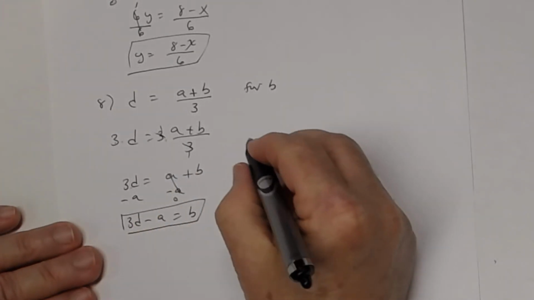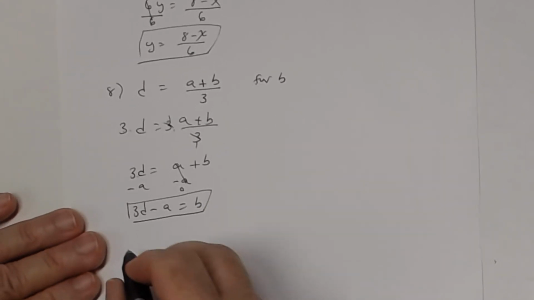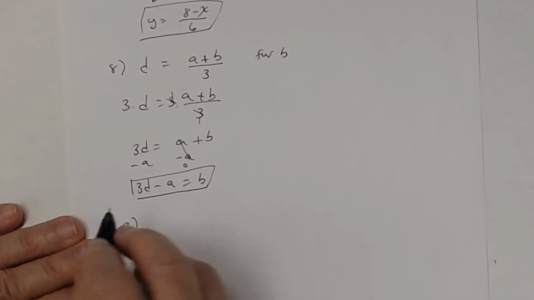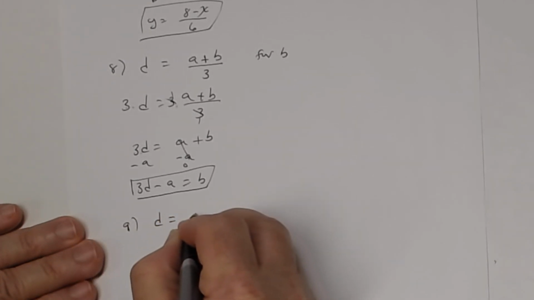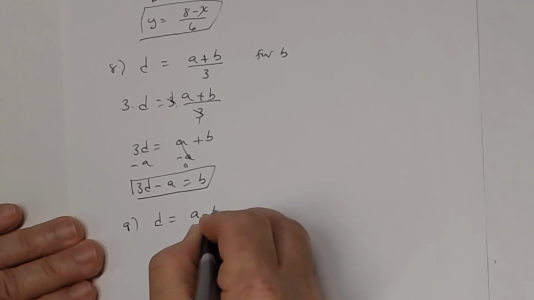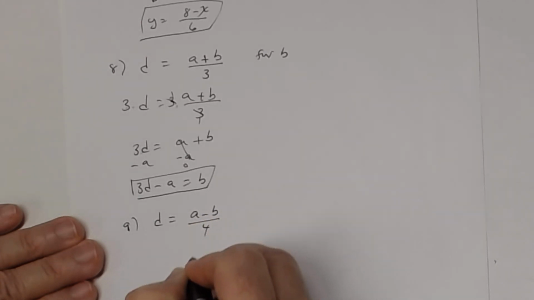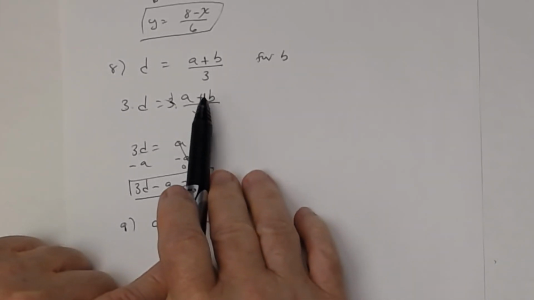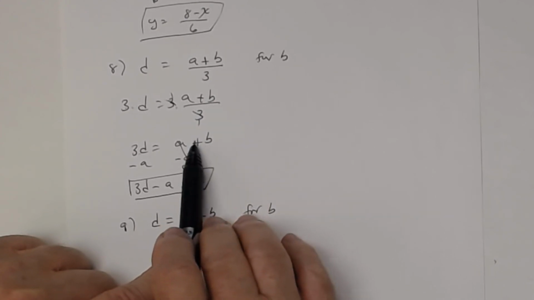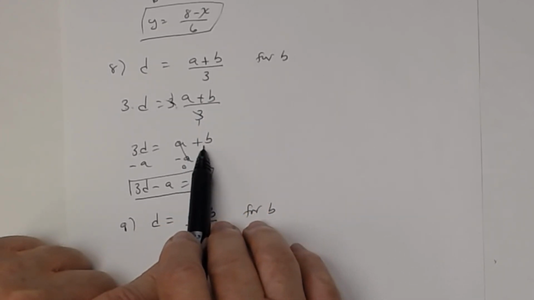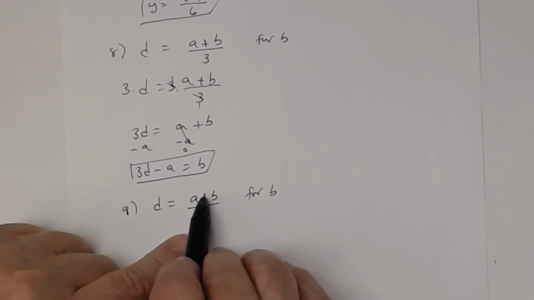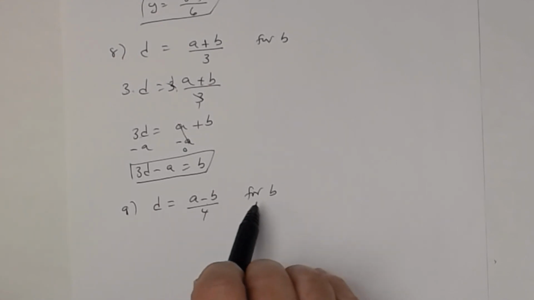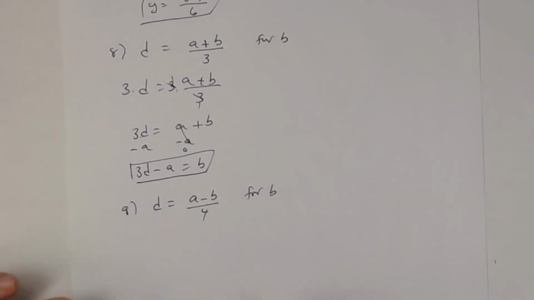Let's look at this. I said I was going to end with that one, but I want to do this one. Let's look at number 9, just to see how you would approach this. So number 9, I have d equals, this time, a minus b divided by 4. And let's say I want to solve for b. The reason I'm doing that one is because at this point, when I got b by itself, that was a positive b. When I get b by itself here, it's going to end up being a negative b. So there's going to be one little extra step you're going to have to think of to get b by itself. So let's go through that and think about it.